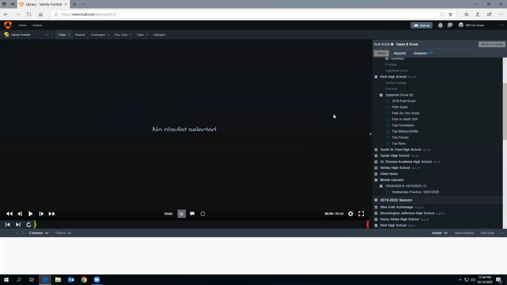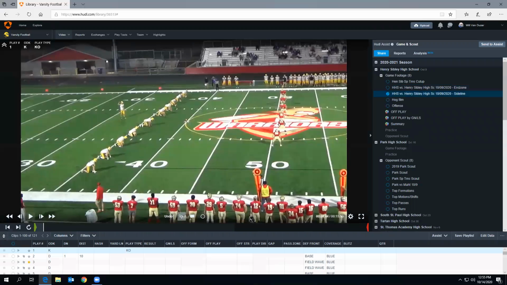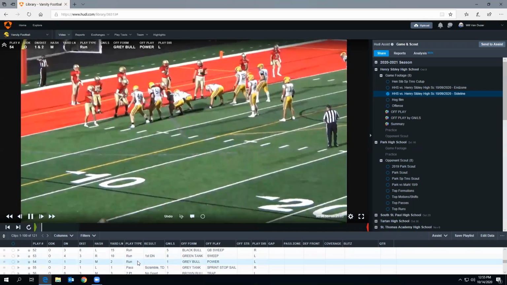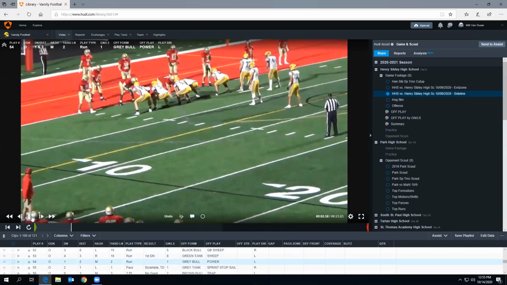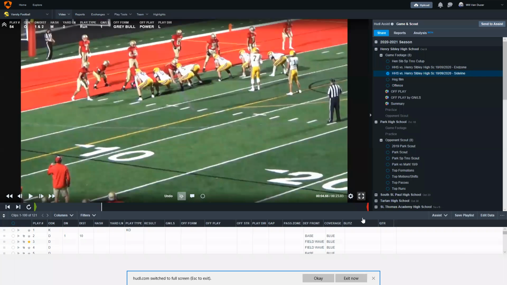See if we can find here. Let's go to our game against Henry Sibley, and let's find our tight end formations. Okay, so let's look at this play right here.